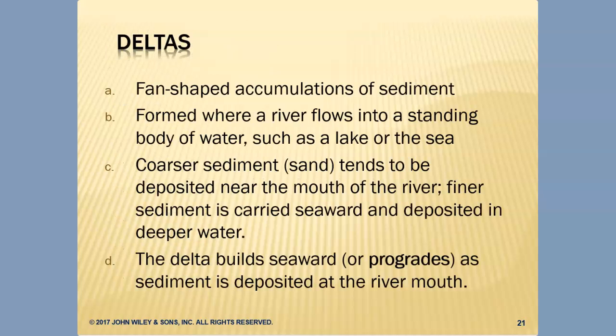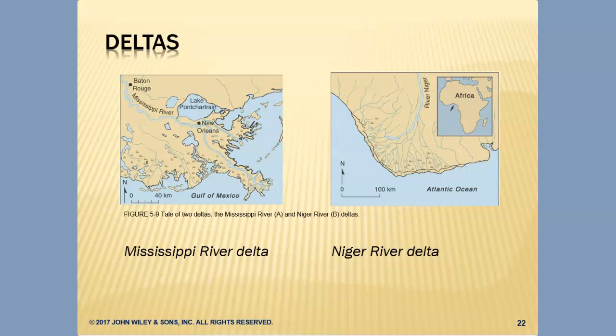Deltas are fan-shaped accumulations of sediment formed where the river flows into a standing body of water, such as a lake or a sea or the ocean. The coarser sediment tends to be deposited near the mouth of the river, where the finer sediment is then carried seaward and then deposited in the deeper water. A delta builds seaward as sediment is deposited at the mouth of the river. Here's an example of two deltas, the Mississippi River Delta and the Niger River Delta.